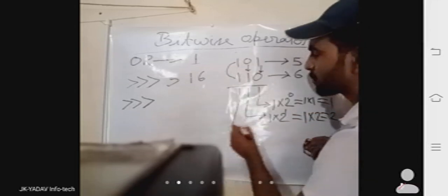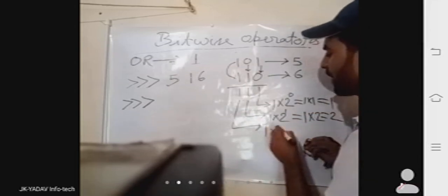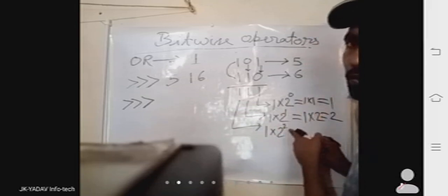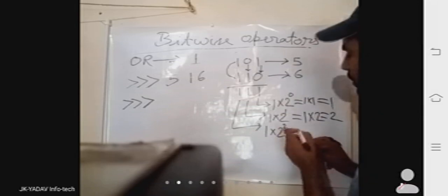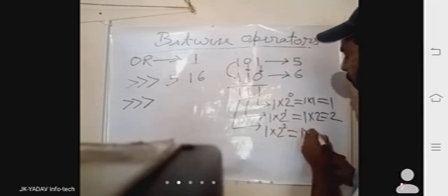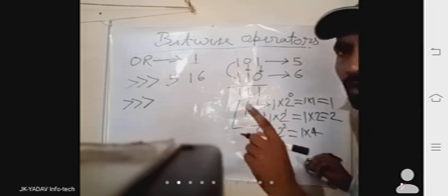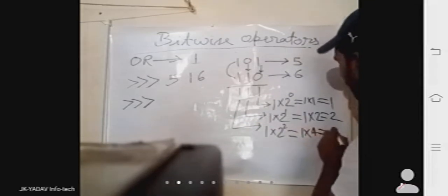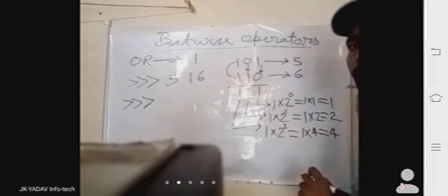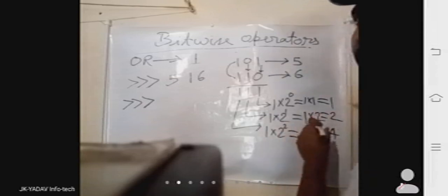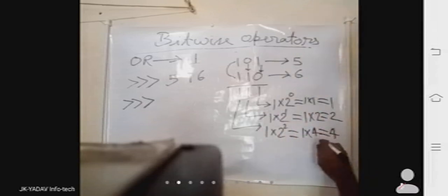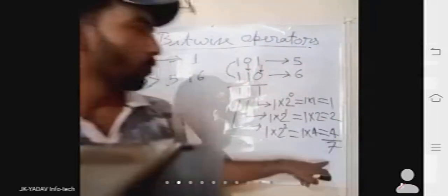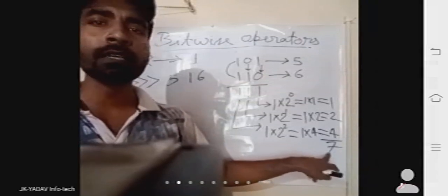Then the last digit is 1, so 1 into 2 power 2. Starting from 2 power 0, then 2 power 1, then 2 power 2. So 1 into 2 power 2 is 1 into 4, since 2 power 2 is 4, and that is written as 4. Now if you add 1, 2 and 4, you get 7. Have you got it? 1, 2 and 4, the result is 7.